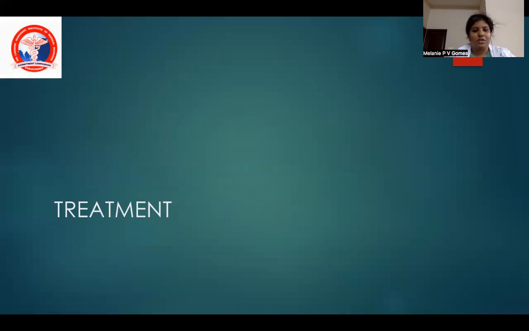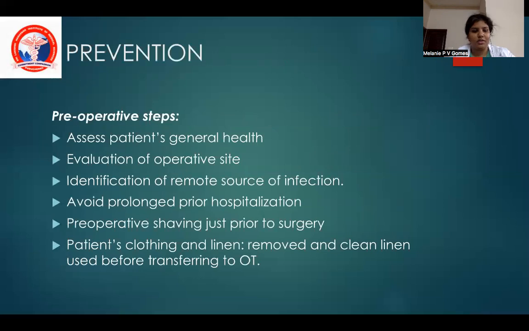Coming to how do we treat cases of post-surgical osteomyelitis? First thing is prevention. Prevention is better than cure. Integrated approach involving the surgical team and the infrastructure available helps in optimizing the wound environment, minimizing contamination, and improving patients' health condition. What are some of the preoperative steps that can be taken in this case? Assess the patient's general health, evaluation of the operative site, and identification of remote source of infection, if any.